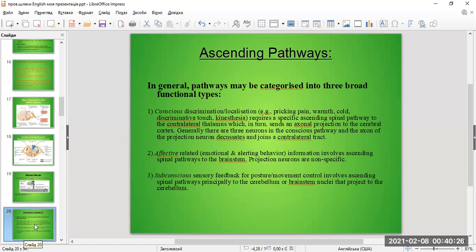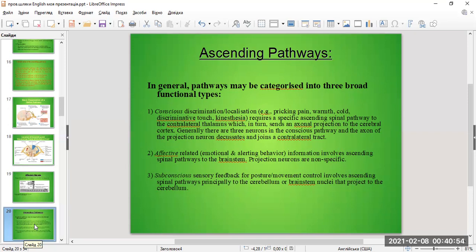Second type: effects relate to emotional and alerting behavior. Information involves an ascending spinal pathway to the brainstem. Projection neurons are non-specific.